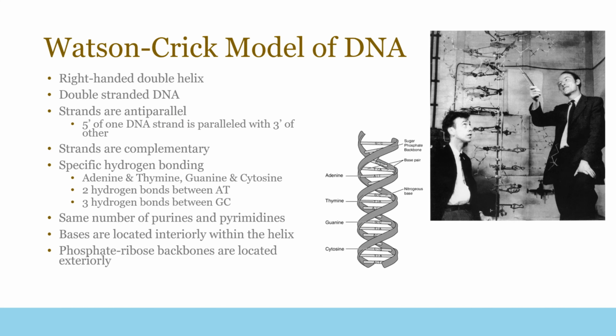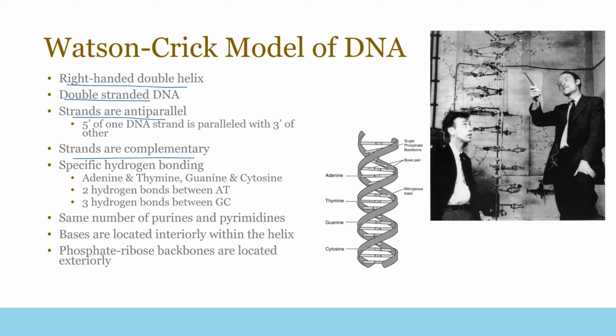Let's talk about the Watson and Crick model of DNA. What Watson and Crick found out is that the DNA complex in our bodies is a right-handed double helix. It's double-stranded DNA, and the strands are found anti-parallel to one another. That means that the 5' end of one DNA strand is parallel with the 3' end of the other.